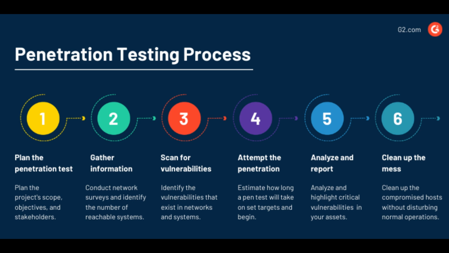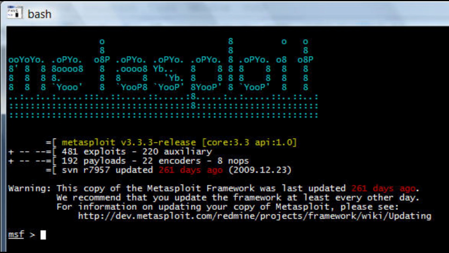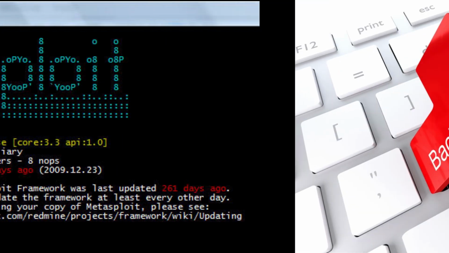The next one is gaining access. In this phase, the testers attempt to exploit the vulnerabilities that were identified in the previous phase to gain unauthorized access to the system or network. The most used exploitation framework is Metasploit. It has a bunch of exploits and you can also add new exploits to this framework which may not be present in it. The fifth one, maintaining access.